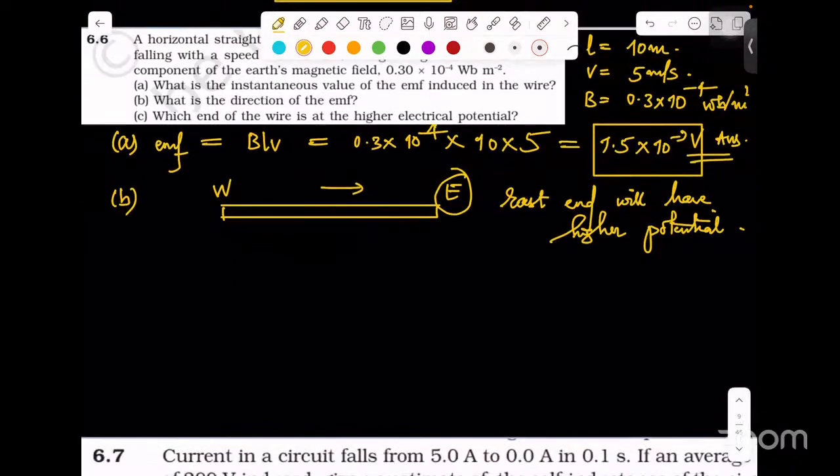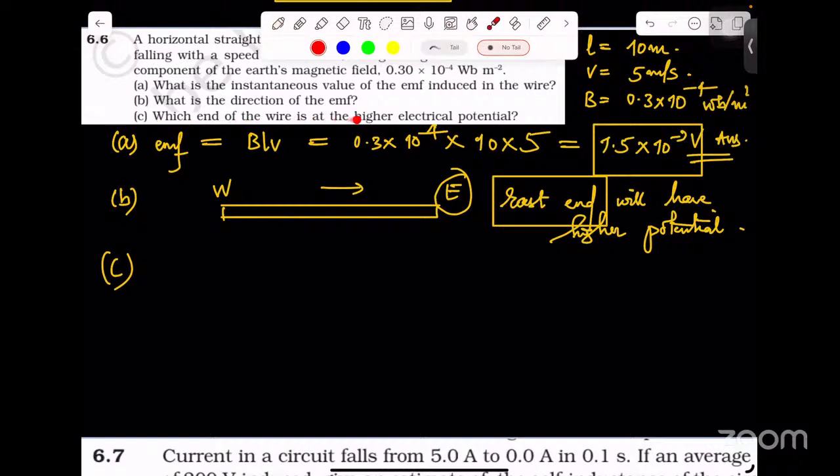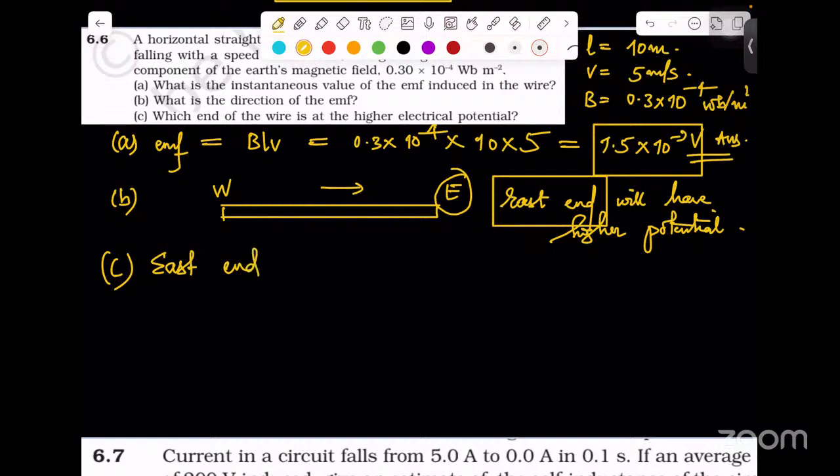Okay. Now the third question says, which end of the wire is at the higher electric potential. Okay. So this is the east end, which is the highest potential.